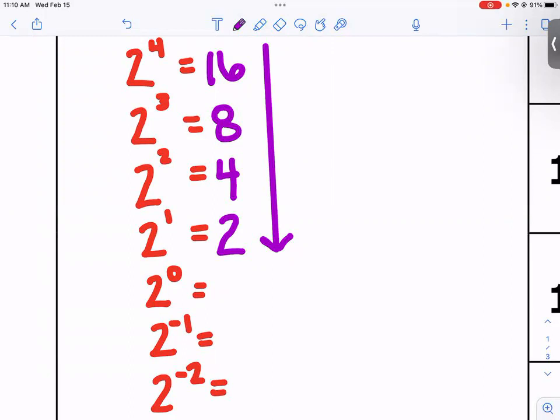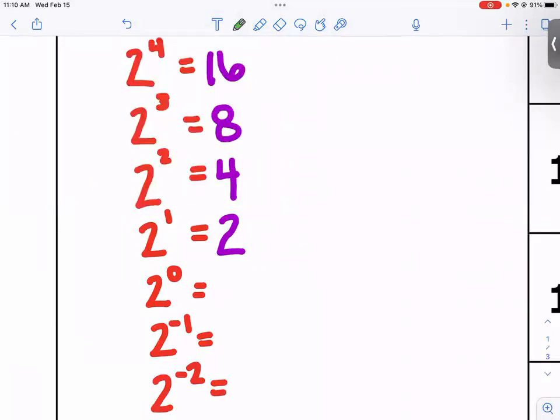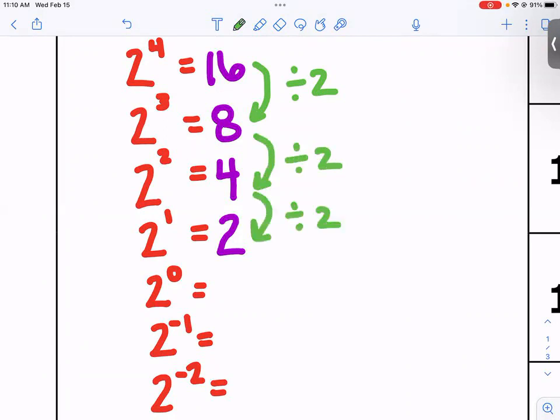Okay, so I'm hearing some really good discussions. Okay, what happens every time from 16 down to 8 to 4 to 2? What's happening, Quinlan? Yeah, so like from 16 to 8, we divide by 2, right? From 8 to 4, we divide by 2. From 4 to 2, we divide by 2. So if we continue this pattern, what's 2 divided by 2?